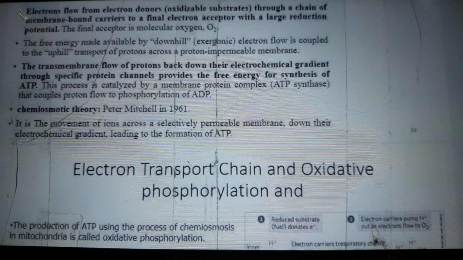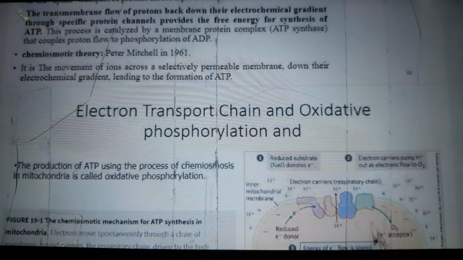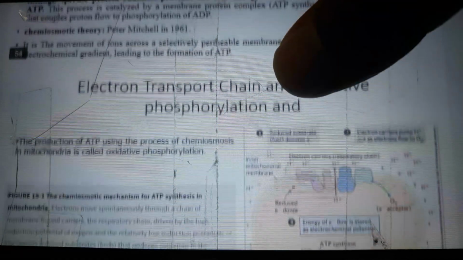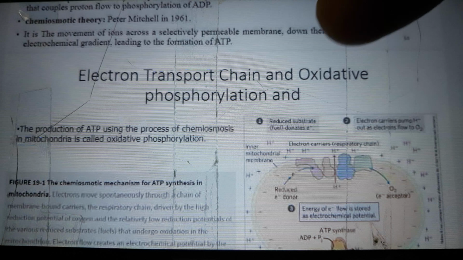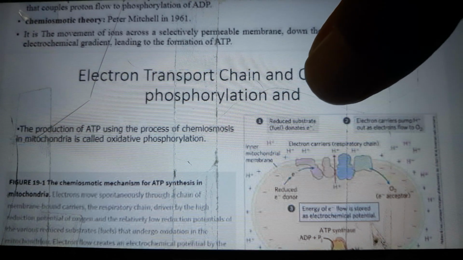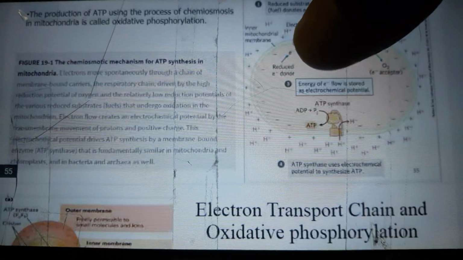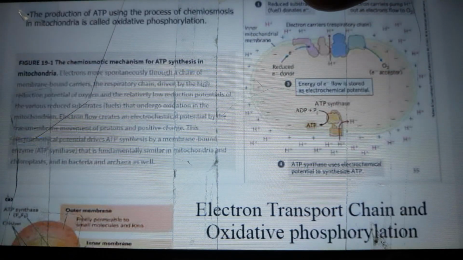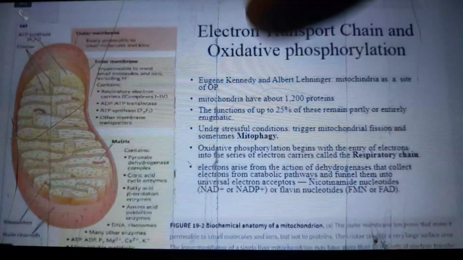The free energy made available by exergonic electron flow is coupled to the uphill transfer of protons across a proton-impermeable membrane. Transmembrane flow of protons back down the electrochemical gradient through specific protein channels provides the free energy for synthesis of ATP from ADP. This is the chemiosmotic theory by Peter Mitchell in 1961: movement of ions across a selectively permeable membrane down the electrochemical gradient leads to formation of ATP. The production of ATP using the process of chemiosmosis in mitochondria is called oxidative phosphorylation.